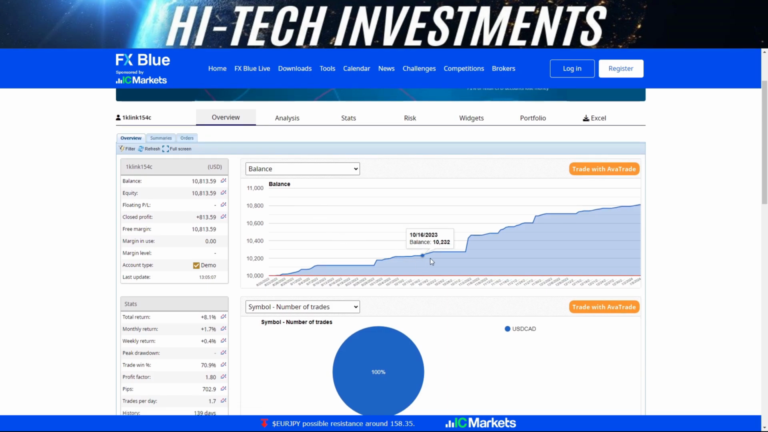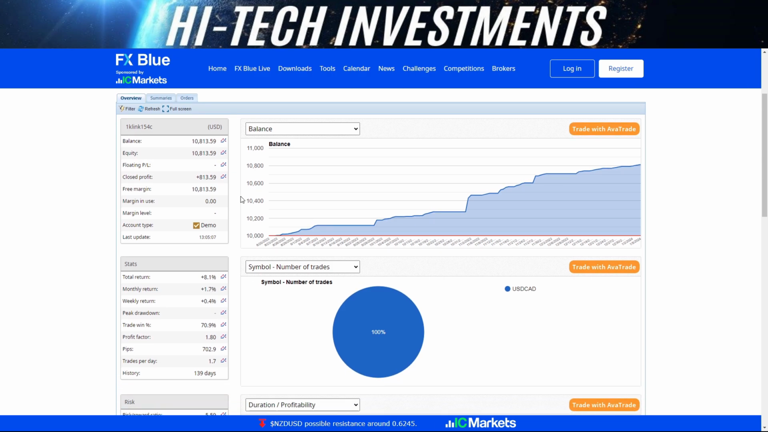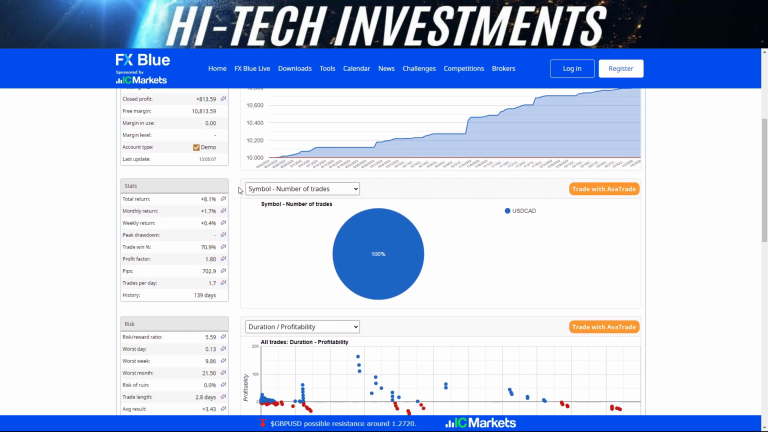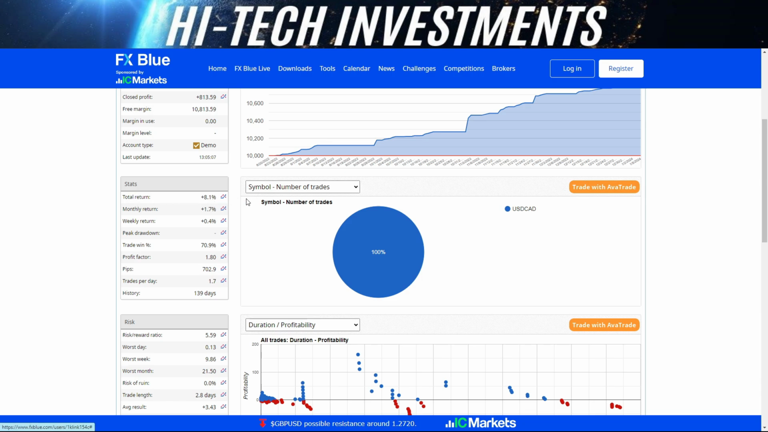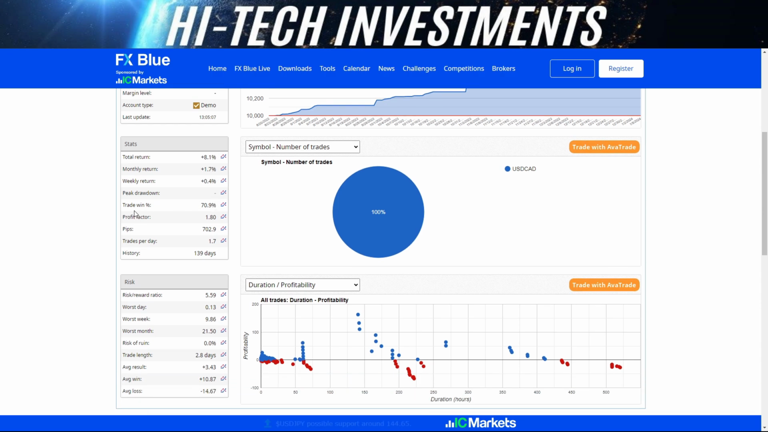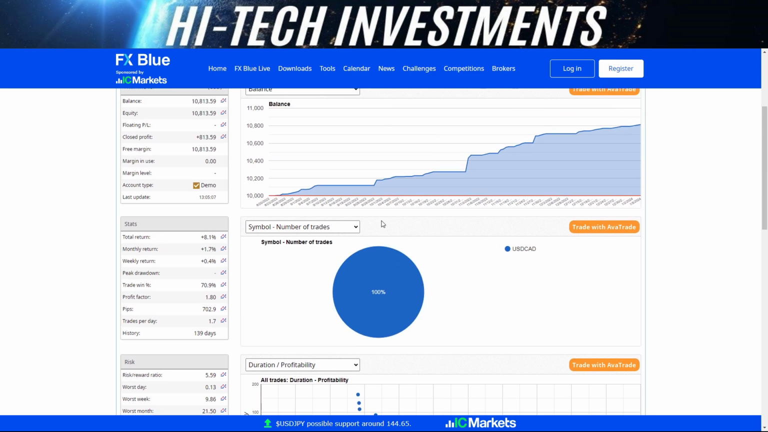Another one, a bit choppy, looks like a drawdown here and here in the beginning. Again, no plus or minuses, so everything is closed, which is actually what we like compared to the profit retriever that continues to have open trades all the time. And also the hedged EA will have something like that. We have the total return 8.1%, monthly returns 1.7, weekly returns 0.4. So again, looks good. Trade wins over 70%, 139 days, USDCAD.